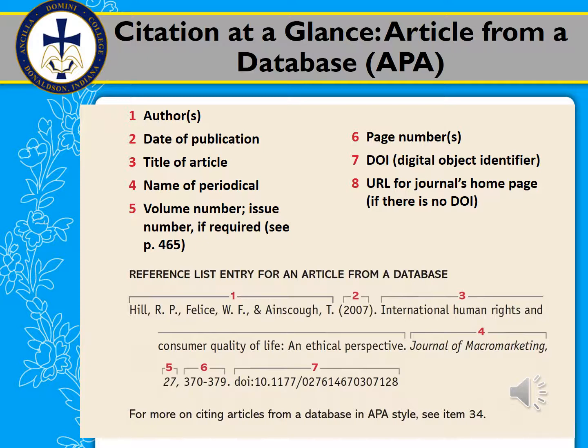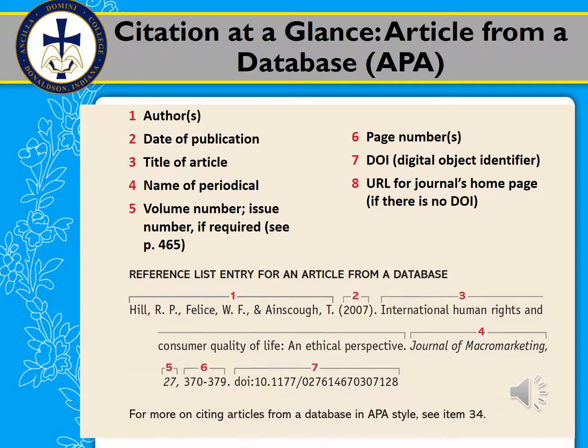And again, we see the article name itself is not in quotation marks, it's just there. We see Journal of Macro Marketing is the name of the periodical, and then 5, the volume number. We didn't have the issue number in there; they're not going to require that. And then the pages, and then at the end we see number 7, the DOI, and they copied and pasted that right there so that their reader can quickly pull up that article using that number.